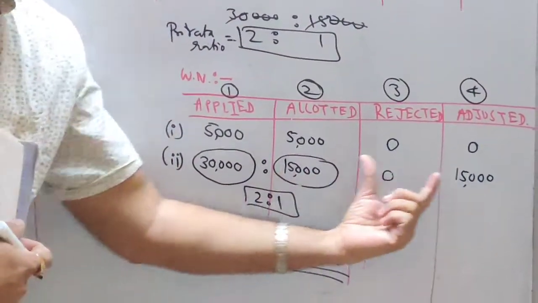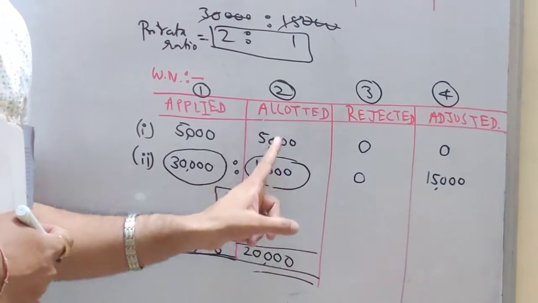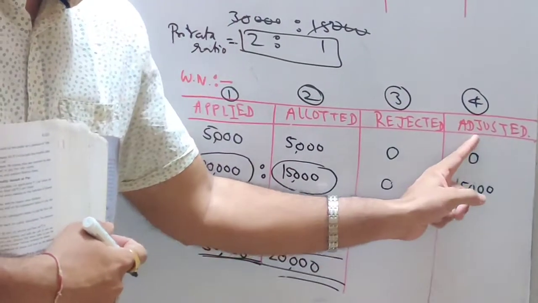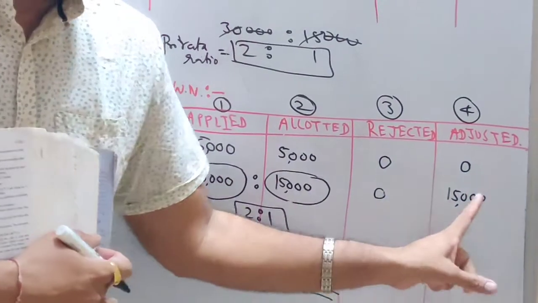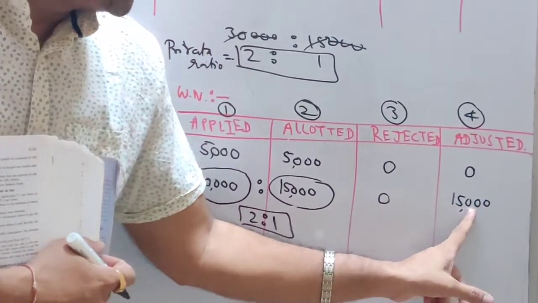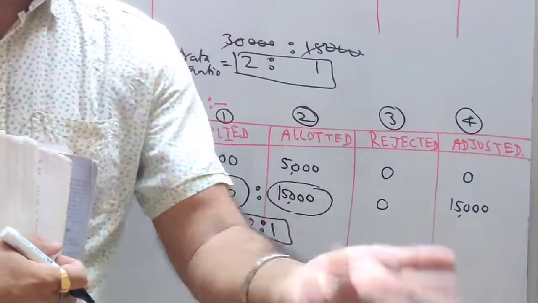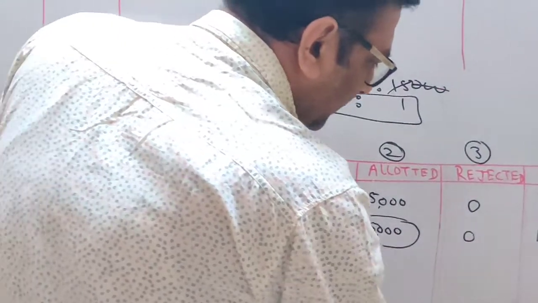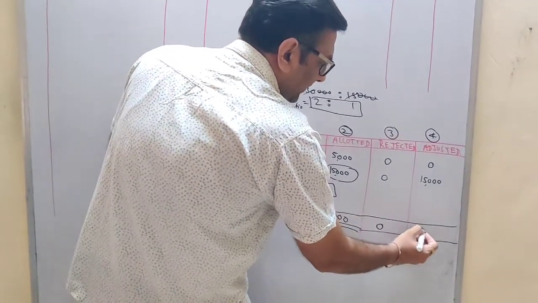So am I clear how to make this table? So 15,000 shares were allotted to him, and the remaining 15,000 shares, now you will adjust. Where you will adjust this 15,000 shares' excess application money, this money you are going to adjust against the allotment. So this is how we are done with the table. So what is the total now for the remaining two? 0 rejected, 15,000.